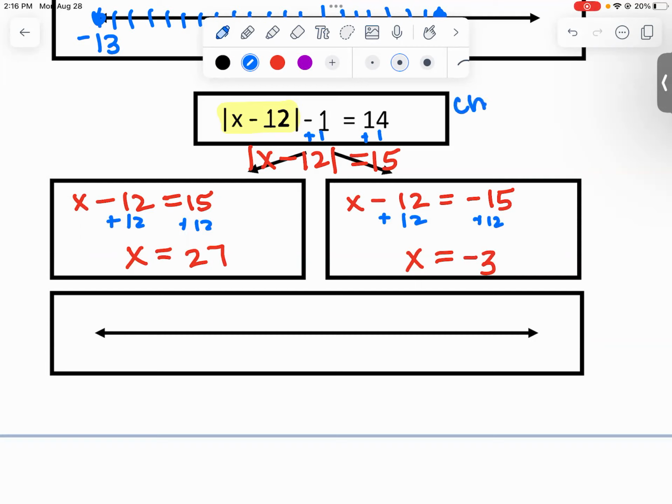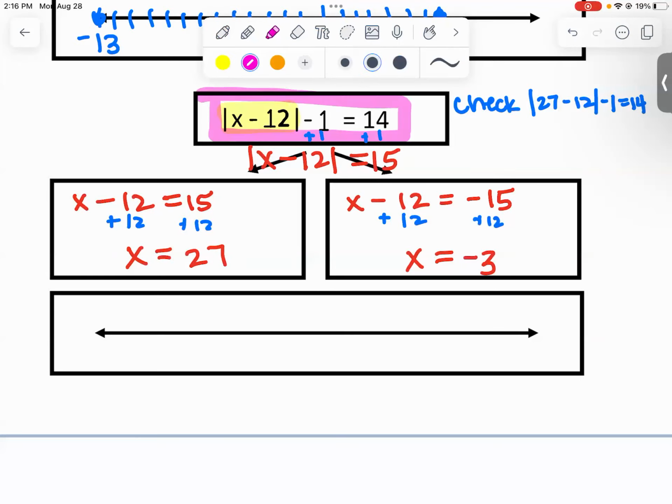let's check. If we take the absolute value of 27 minus 12, and then we subtract 1, do we get 14? No. Wait, yes. Why does it say 15 in there then? Oh dear, now I get it. This was the original. We rewrote it. Never mind. I didn't see that.